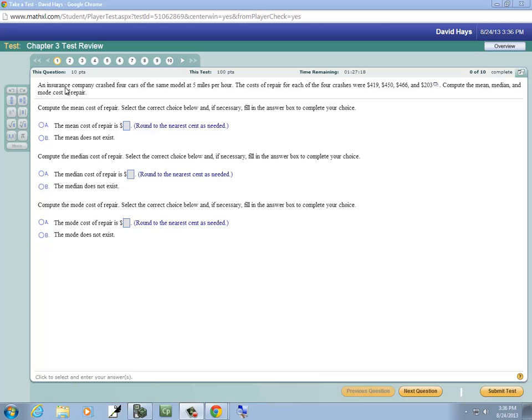An insurance company crashed 4 cars of the same model at 5 miles per hour. The cost of repairs for each of the 4 crashes was 419, 450, 466, and 203. Compute the mean, median, and mode cost of repair.